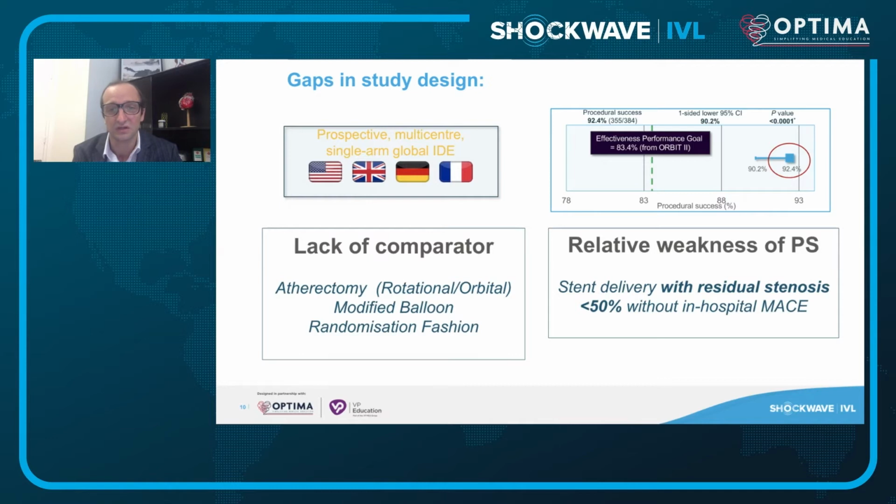I think there is also a gap in study design with a relative weakness of the primary procedural success definition, which was defined in the CAD3 protocol as stent delivery without residual stenosis of more than 50%, which is, in my view, very far from what we do in our daily practice. This is a relative weakness because of the use of a predicate study and the use of the effectiveness performance goal as an endpoint in CAD3. The weakness of this procedural success is decreased by this kind of statistical analysis.